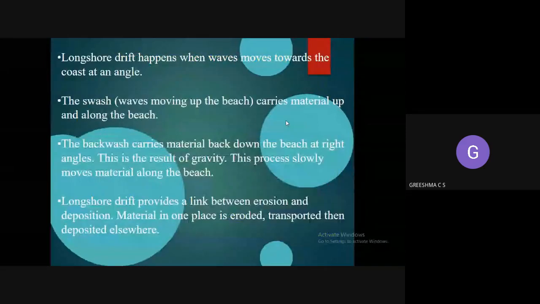I will show a picture of the longshore drift in the next class. Now see this. We can go through this PPT first. Longshore drift happens when the waves move towards the coast at an angle. The swash, the waves moving up the beach, carries materials up and along the beach. The backwash carries material back down the beach at right angles, and this is the result of gravity. This process slowly moves materials along the beach. Longshore drift provides a link between erosion and deposition.